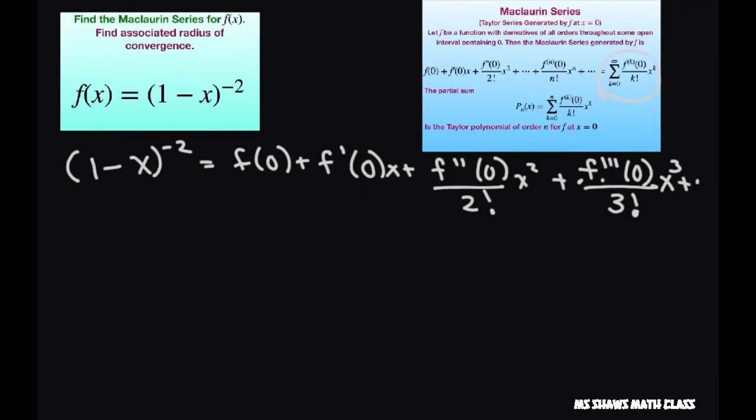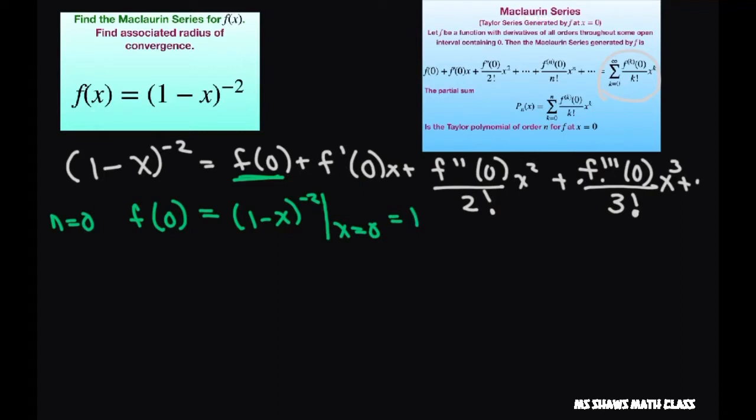So what we're going to do is, for this first piece, we're going to write f. This is when n is 0. We have f of 0. Now that's going to equal 1 minus x to the power of negative 2, and we're evaluating that at x equals 0. And that's going to equal 1.